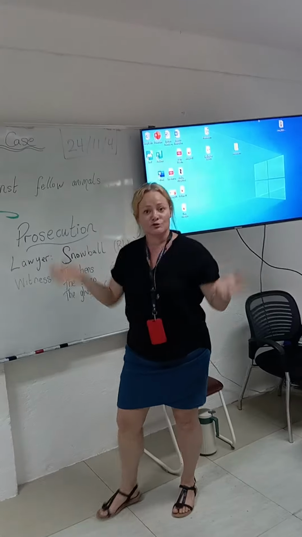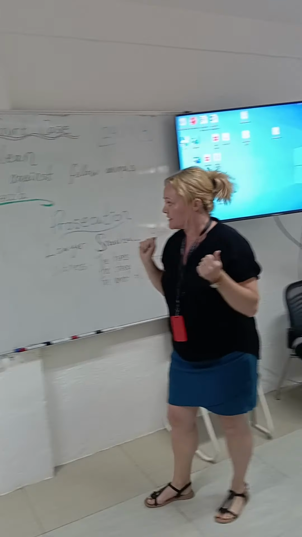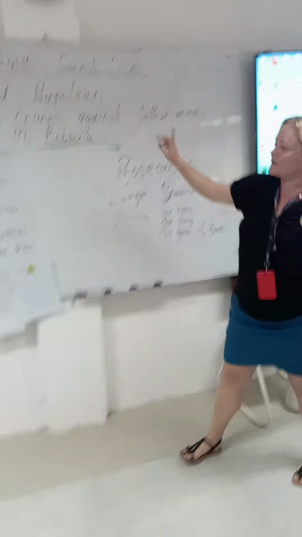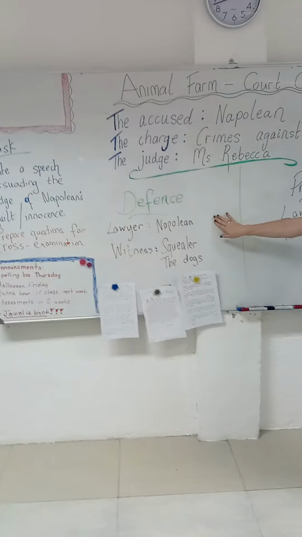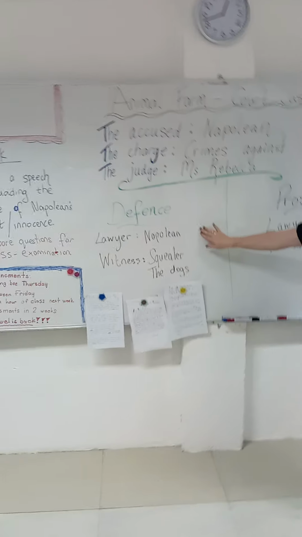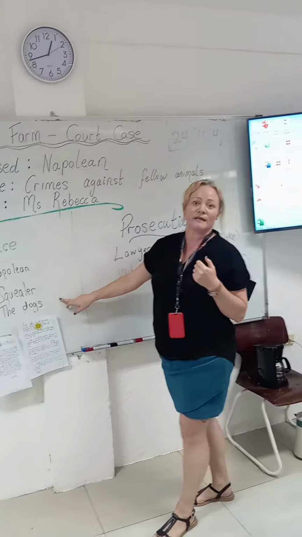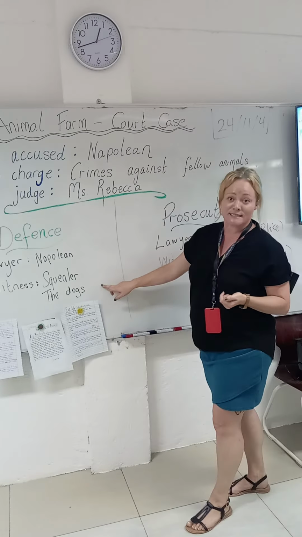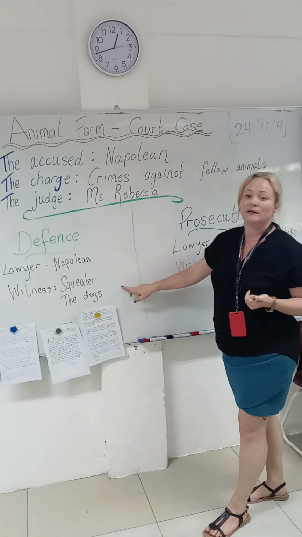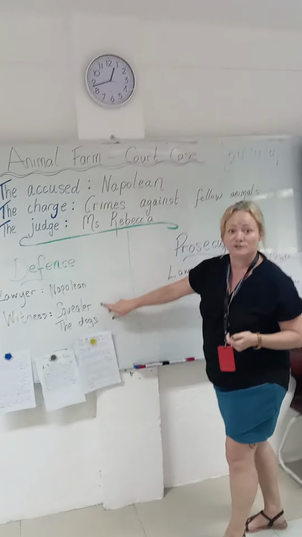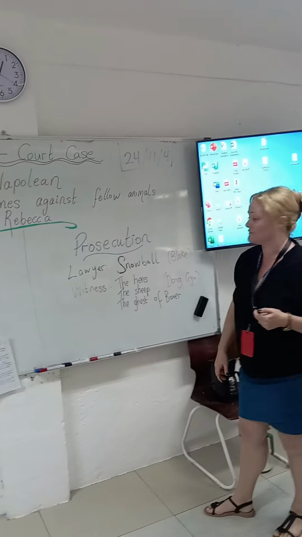And then we have the two sides, just like in a courtroom, just like in a trial, you have on one side the defense and on the other the prosecution. So over here, Napoleon is going to represent himself, as only Napoleon would, of course, so he will be his own lawyer. And then we have some witnesses that will take the stand in order to defend Napoleon's actions and help prove that he's innocent. So that's Squealer and, of course, his army of dogs.